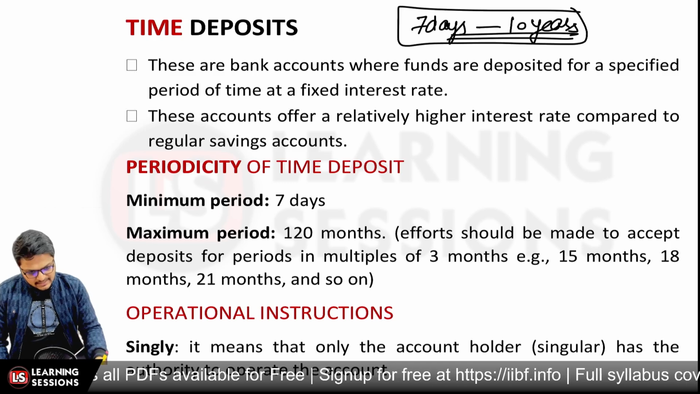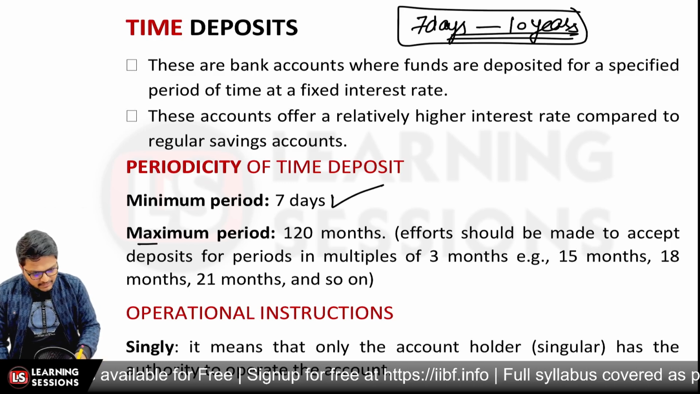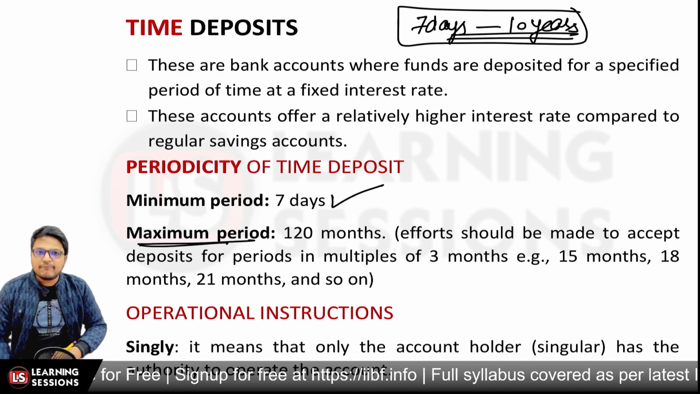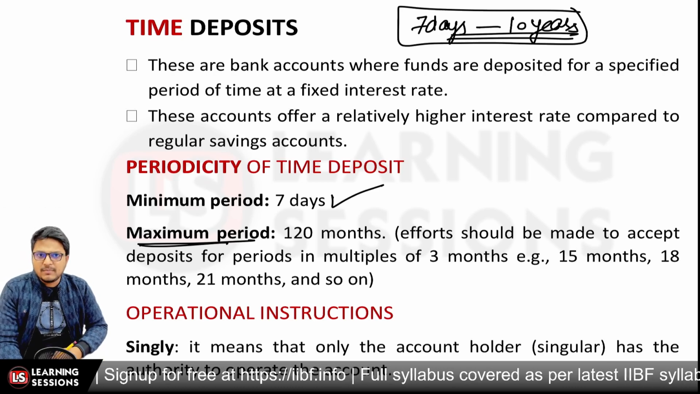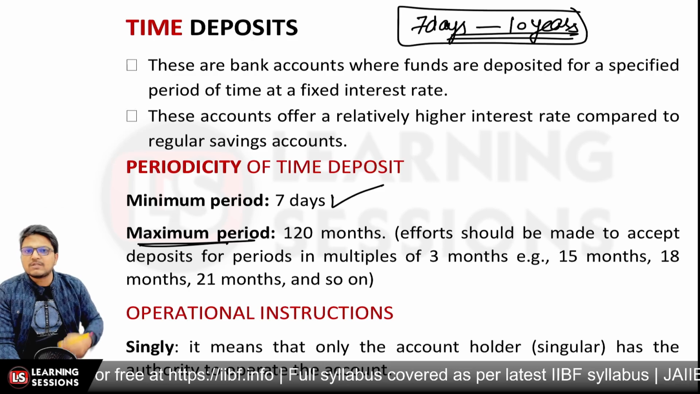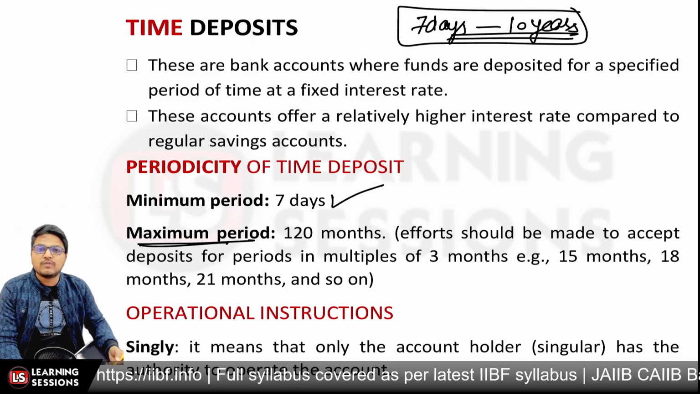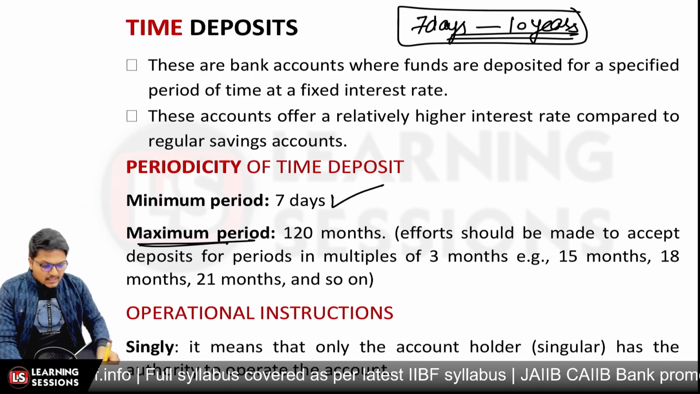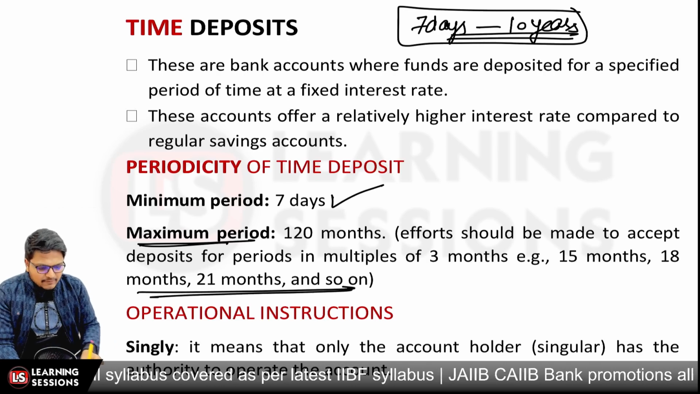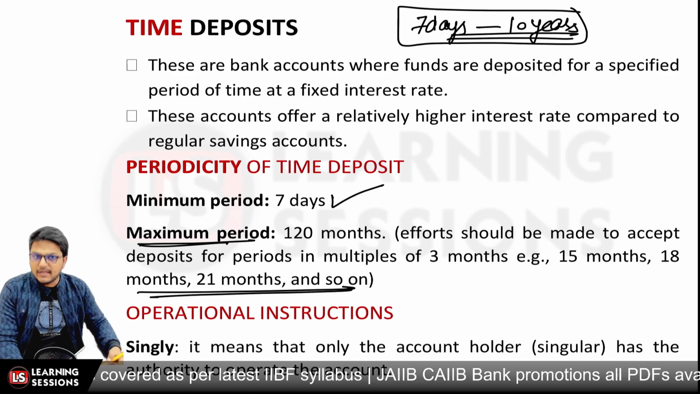So the minimum period is 7 days and the maximum period is 120 months, and efforts should be made to accept deposits for a period that is a multiple of 3 months, like 15 months, 18 months and 21 months and so on. The efforts must be made, but there is no particular criterion related to the same.